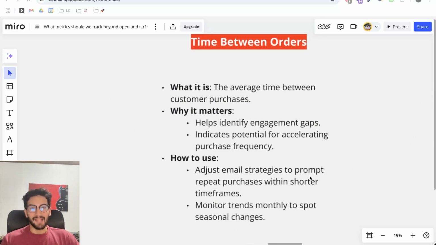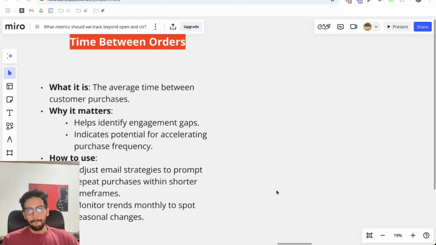Next, we've got time between orders. What it is: the average time between customer purchases. Why it matters: it helps identify engagement gaps and indicates potential for accelerating purchase frequency. How to use it: with this info right here, you can adjust email strategies to prompt repeat purchases within a shorter time frame, right? And you can monitor trends monthly to spot seasonal changes as well.